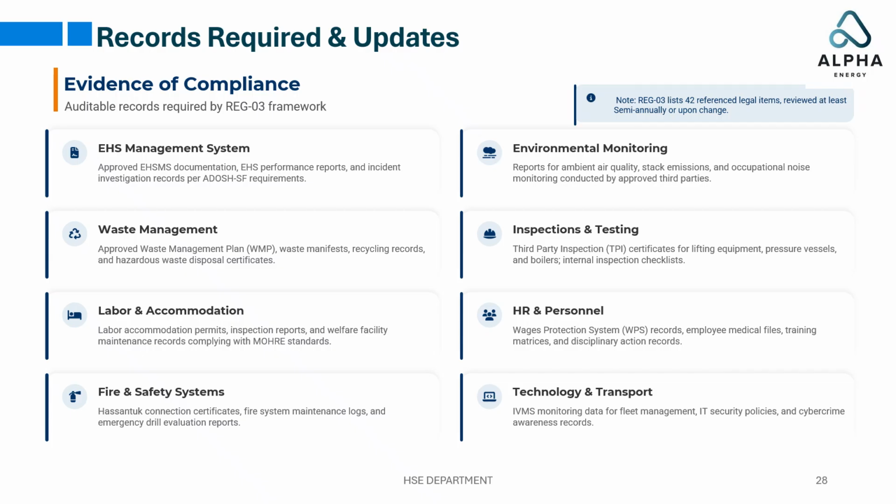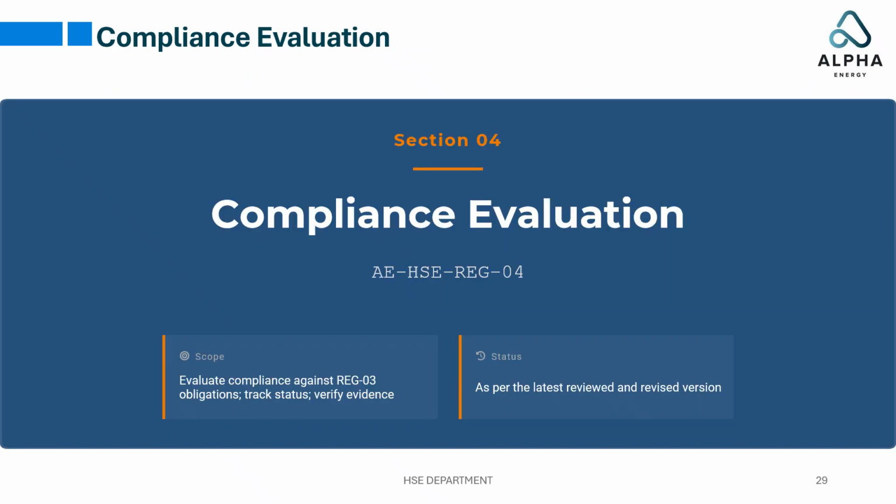The Reg 03 register currently lists 42 reference legal items, which must be reviewed at least semi-annually or whenever regulatory changes occur to ensure continuous compliance. Section 04 covers the Compliance Evaluation Register, AME-HSE Reg 04, which is used to assess and verify the organization's compliance with the legal and regulatory obligations identified in Reg 03.